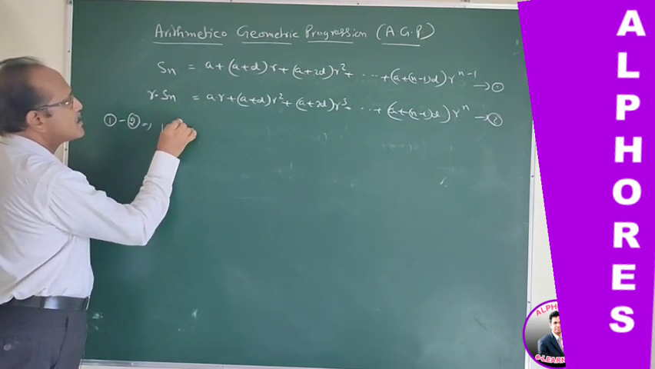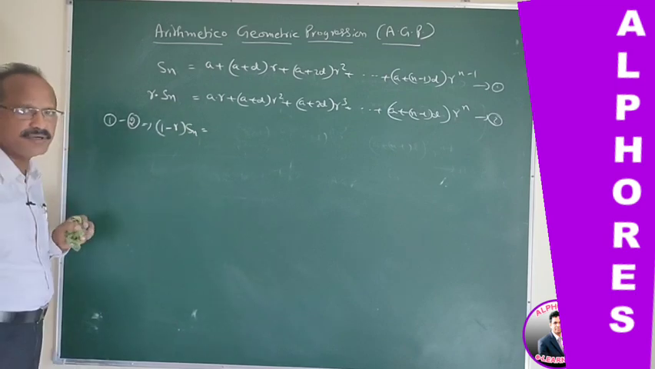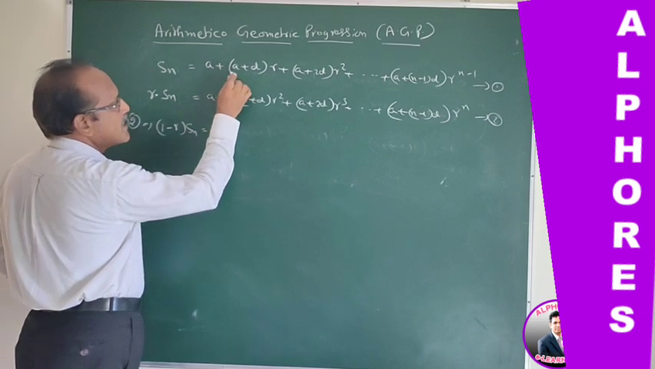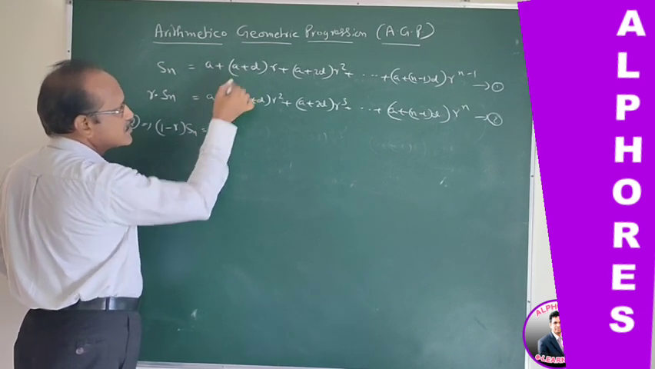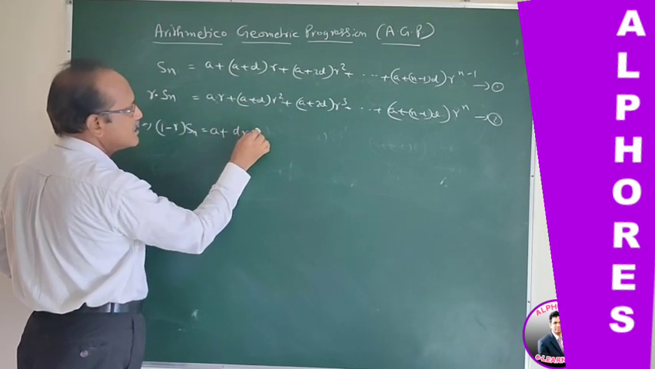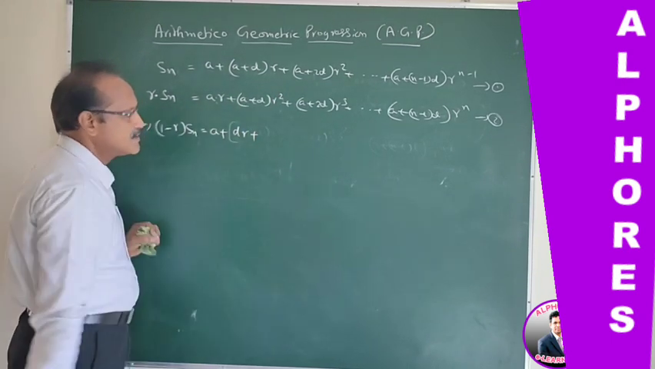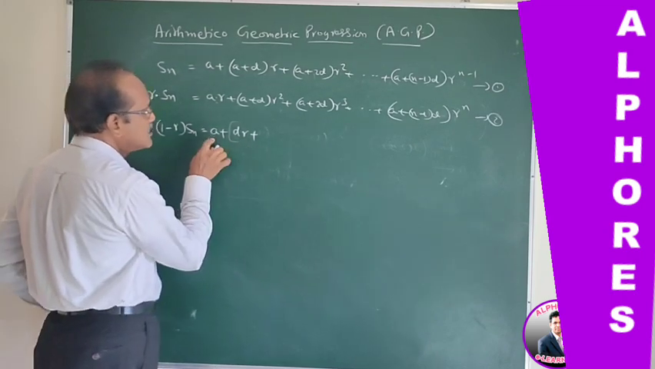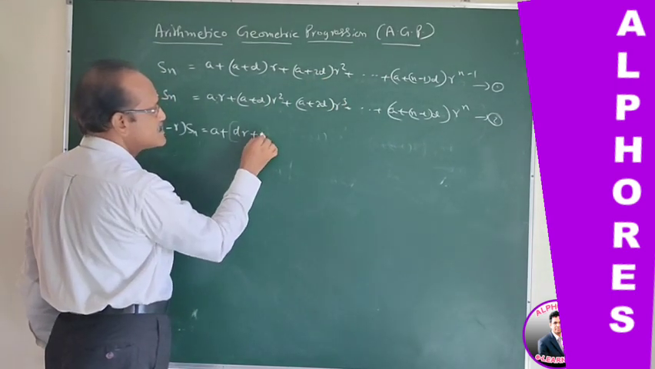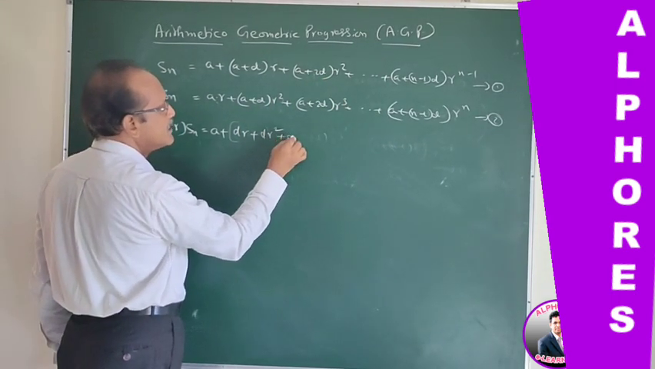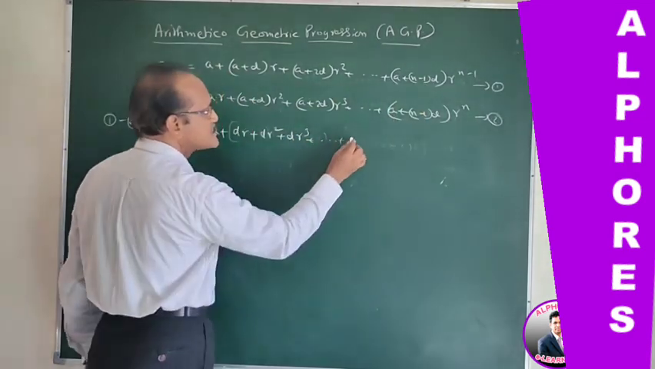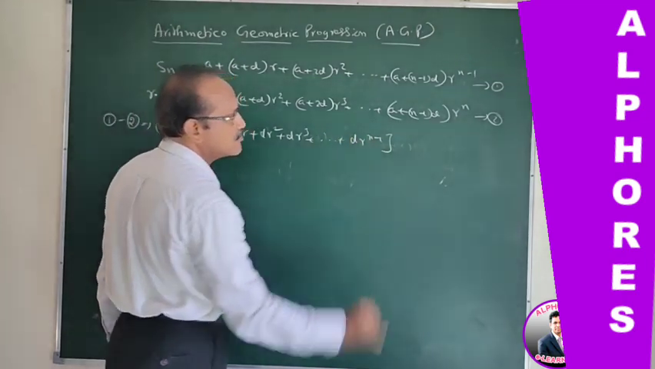That is, (1 minus r) into Sn equals a, a single term. I am subtracting this term from this term. Then ar gets cancelled, and dr is the only one that remains. Dr, right? And we are taking the terms from this, and it is a single term. Dr. And 2dr square minus dr square is dr square, plus dr cube, like that. If you subtract this, you will get dr power n minus 1 terms.